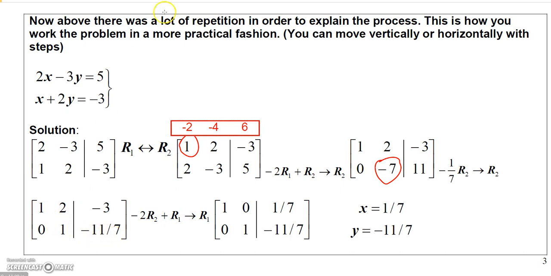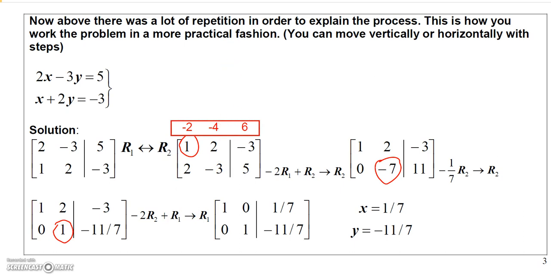Okay, so now the last step is I need to multiply this 1 by some number and add it to the 2 to cancel the 2. So since negative 2 cancels positive 2, I'm going to multiply row 2 by negative 2, and then I'm going to add the result to row 1.